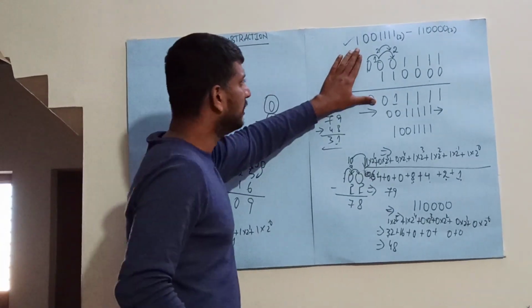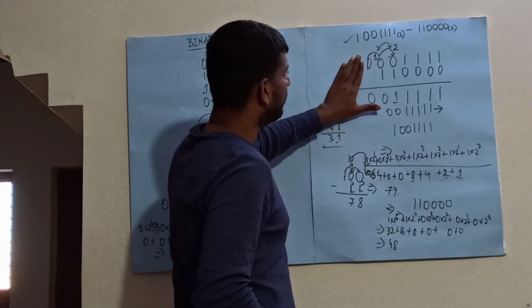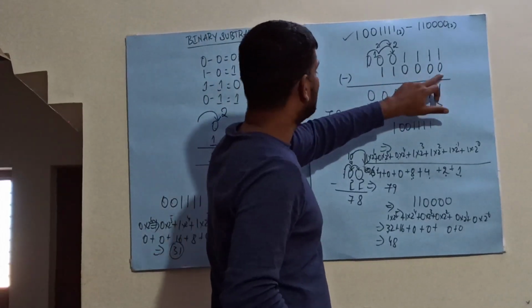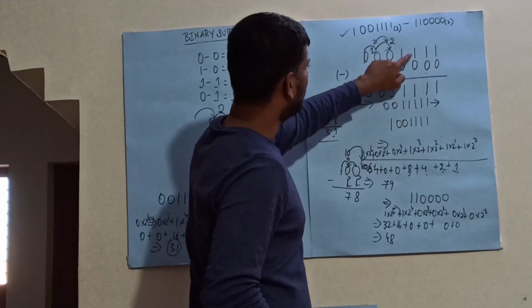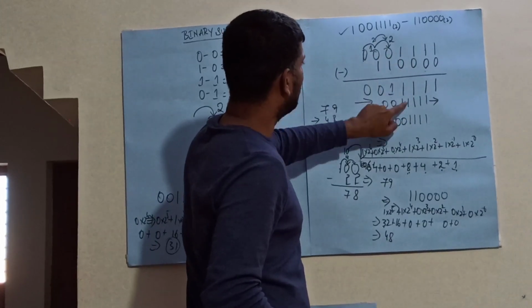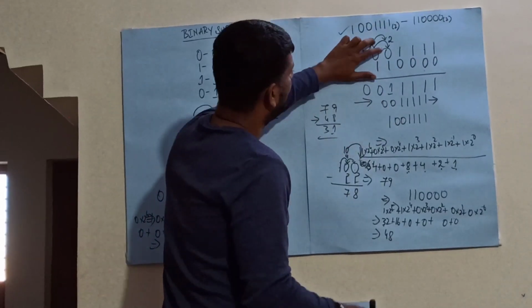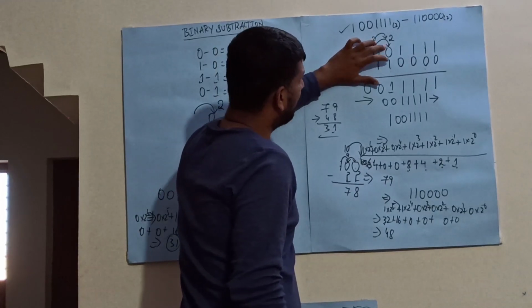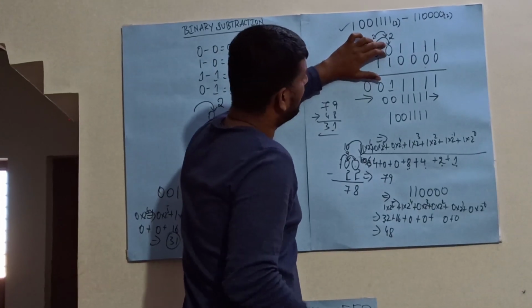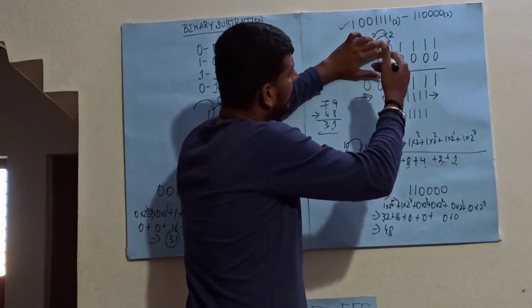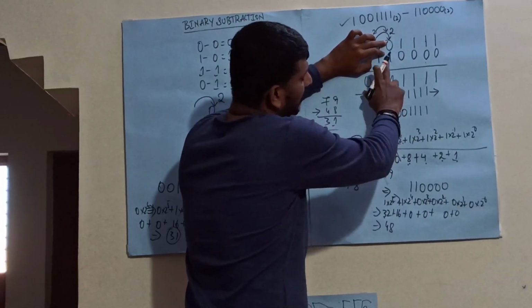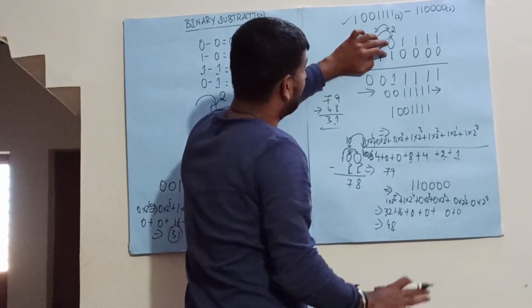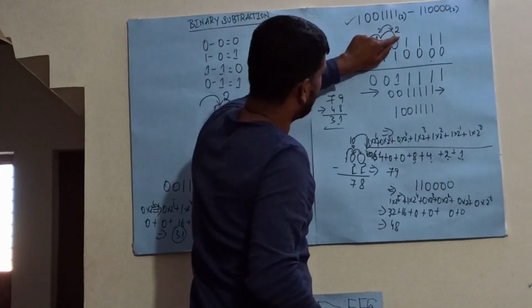Next I have taken these two digits and performed the subtraction. So 1 minus 0, according to the rule, is 1. 1 minus 0 is 1, 1 minus 0 is 1, 1 minus 0 is 1. Now next, what is the digit you have? 0 and then 1. The topmost value is 0 and the lowermost value is 1, so you cannot perform the subtraction. So what you have to do is borrow.